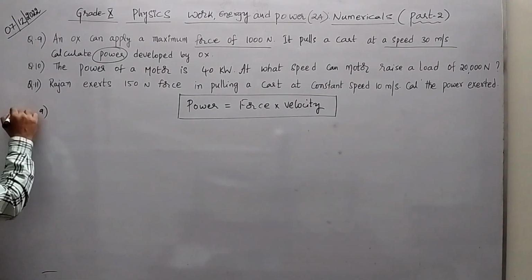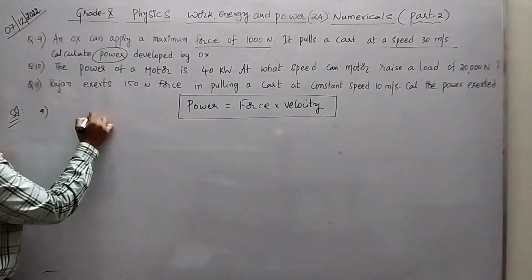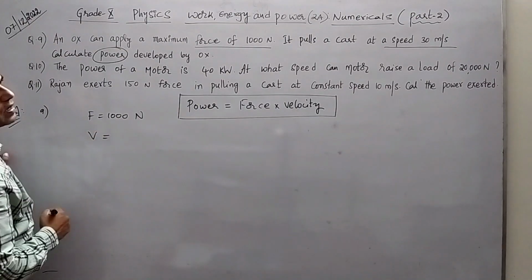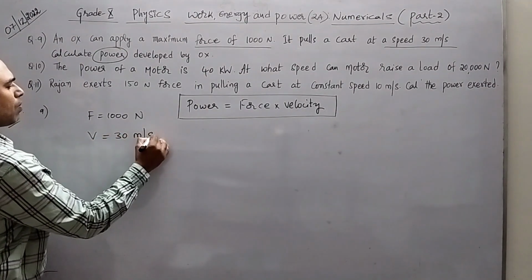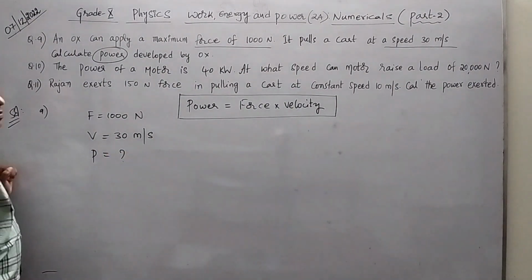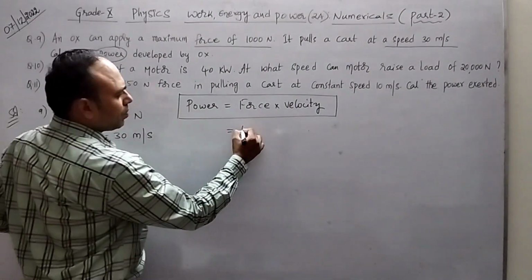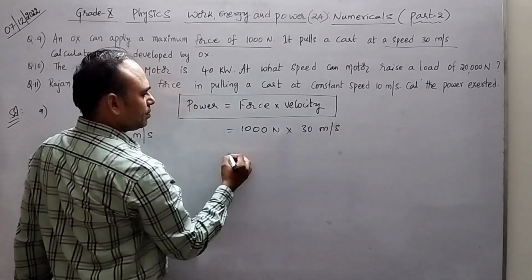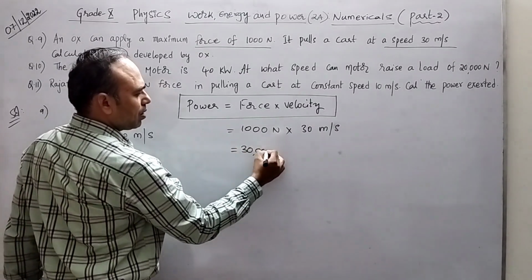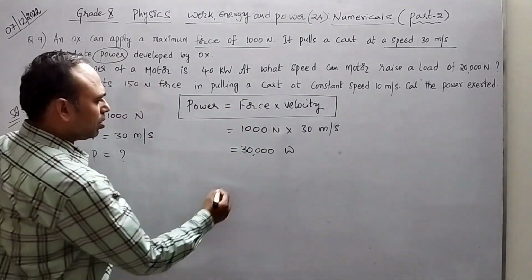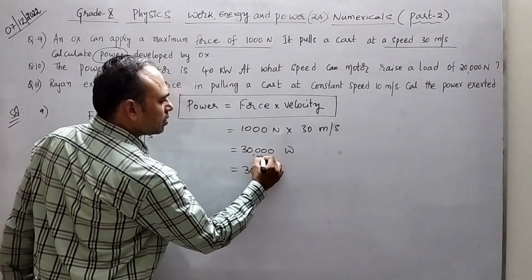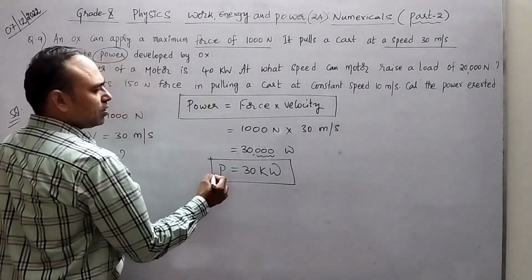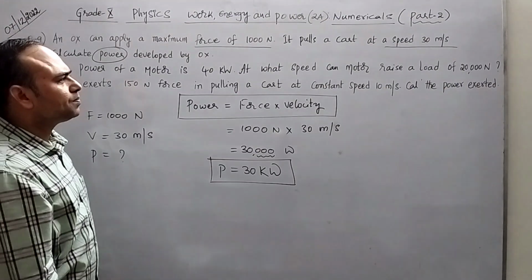So question number 9 in the solution we will see. They have mentioned force is 1000 Newton, velocity or speed nothing but 30, and we need to find out the power. So P is equal to 1000 Newton into 30 meter per second. Nothing but we can say 30,000 watt, or we can also write it as 30 kilowatt. So power will be 30 kilowatt. Hope you have understood this, a very simple question.